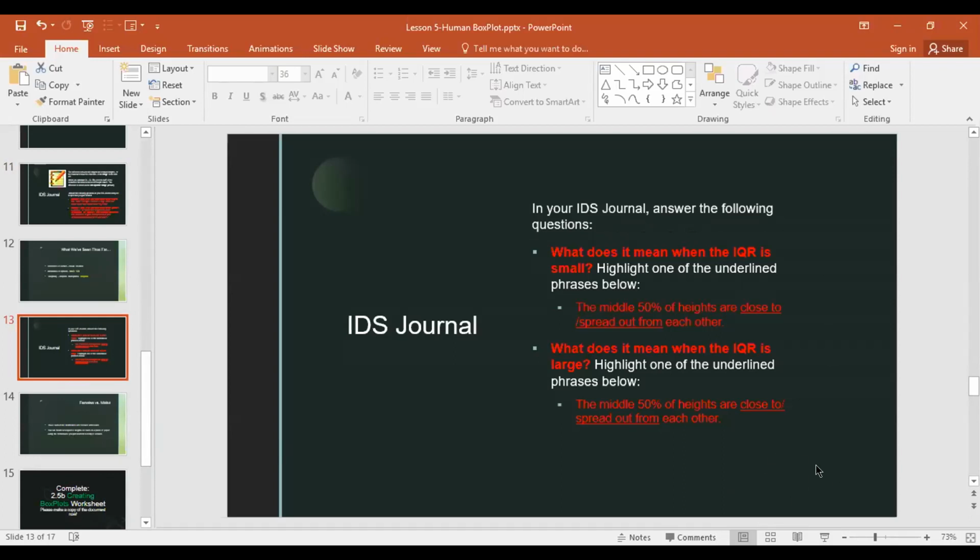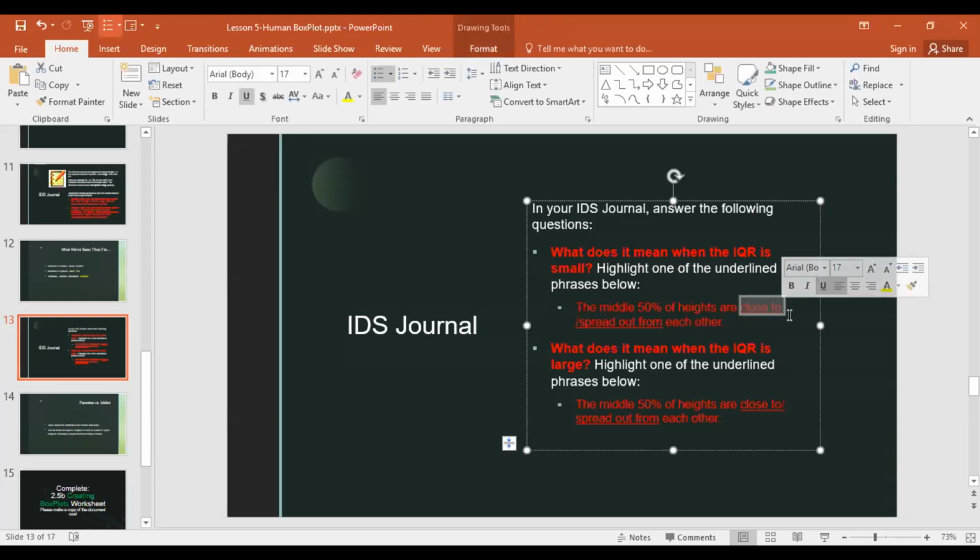Okay, so what do you guys think? Let me see it in the chat. What does it mean when the IQR is small? Does it mean that the middle 50% of heights are close to or spread out from each other? Yes, absolutely. When our IQR is small, it means that our middle 50% of heights are close to each other.